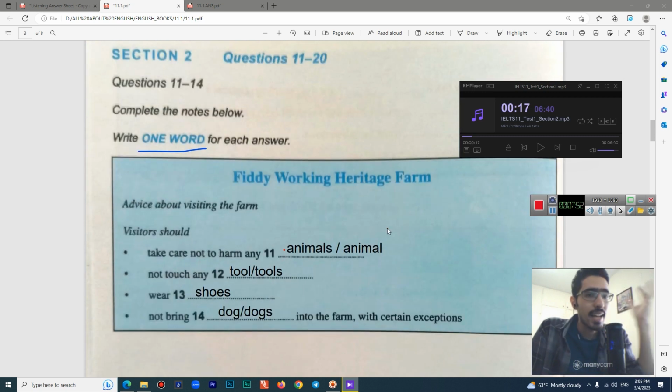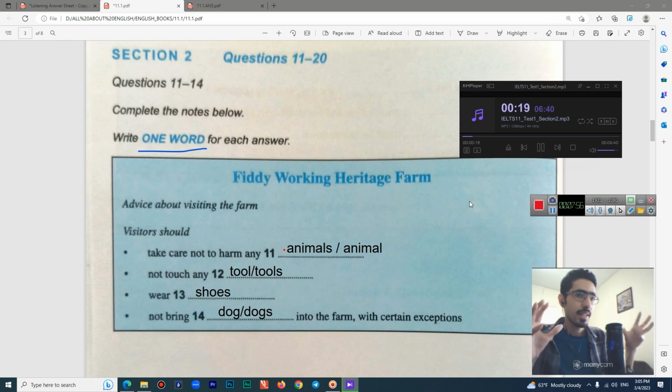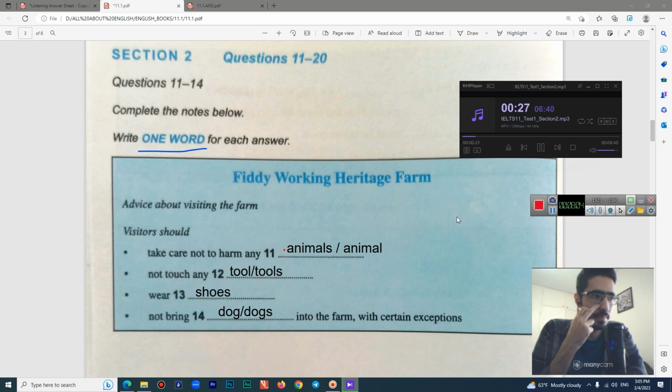So with that in mind, during that time you should spend it trying to figure out what you're going to put in the blanks. You see, all of them are nouns. You have to put a noun there. Now listen. Listen carefully and answer questions 11 to 14.